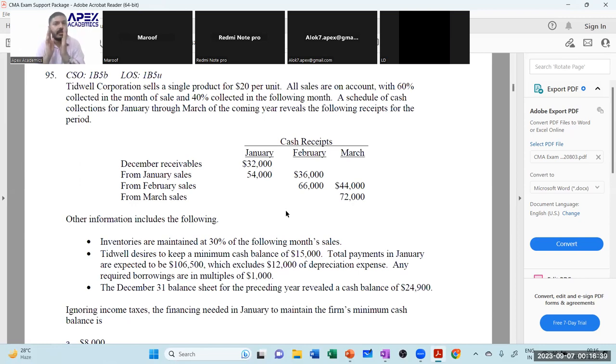A schedule of cash collection for January through March of the coming year reveals the following receipts for the period. January is collecting December's receivables 30,000. Means this 30,000.